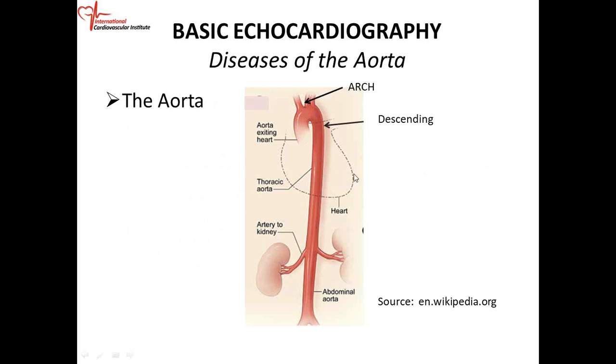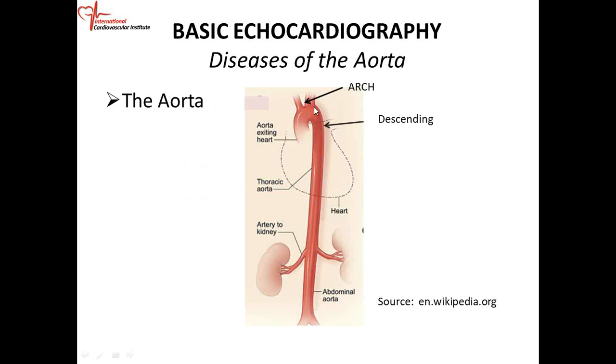When the aorta passes through the diaphragm and goes down, that's what we call the abdominal aorta. Then the abdominal aorta continues downward. Then you have the common iliac arteries. You have the right and the left common iliac arteries. So this is what the aorta looks like.